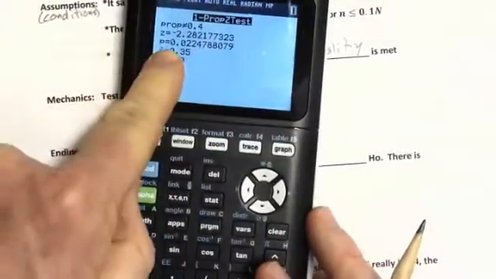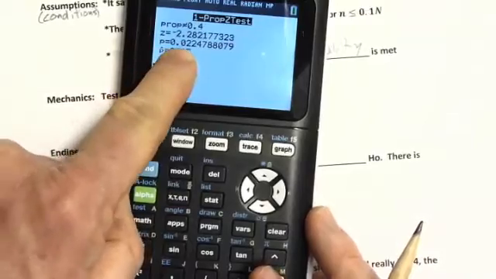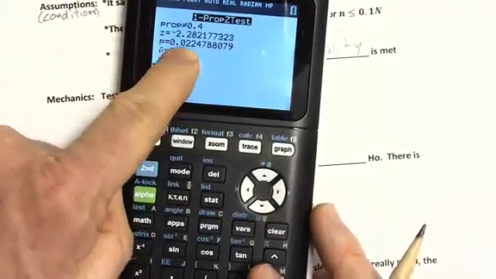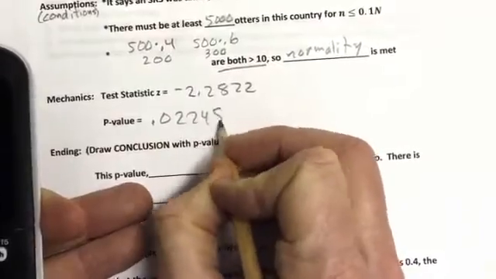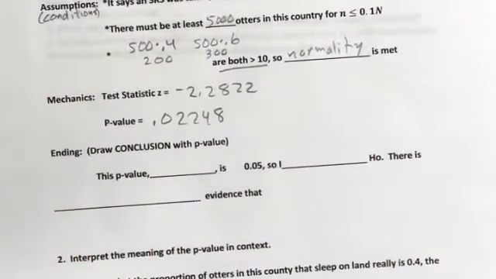And so what is our p-value? It's that. And call it a p-value. Don't call it p, even though it says p there, because p is a population proportion. So it's that. So that would be 0.02248 about. And there we go. There's your mechanics right there.